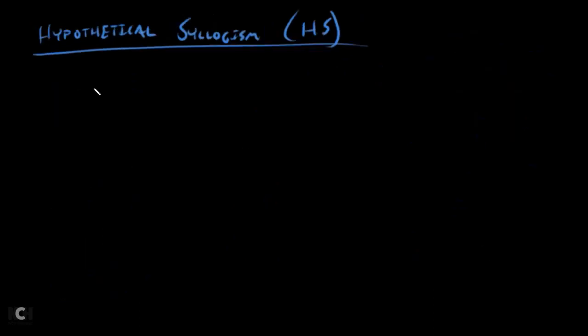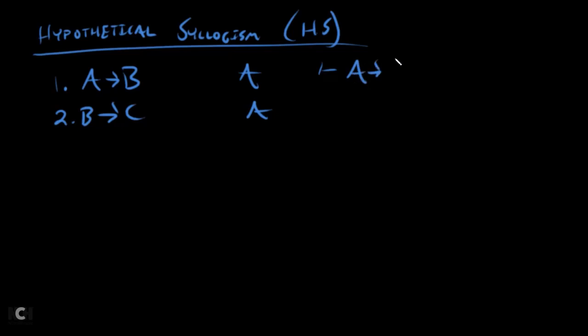All right, now let's look at a hypothetical syllogism. This is also called a chain argument. I like to think of it also as a train argument. So let's take a look at one of these. I think this goes back to quiz 3, a problem like this. We've got A arrow B, B arrow C, and I want you to get A arrow C.